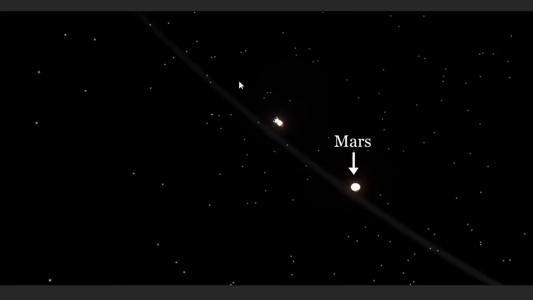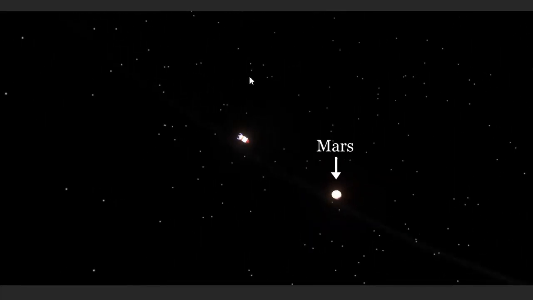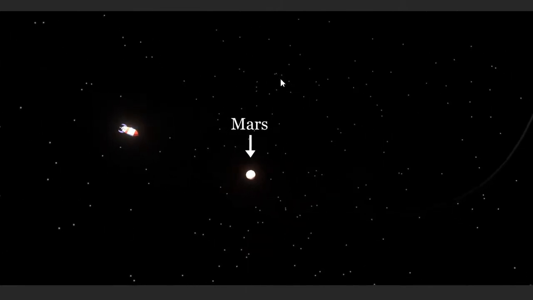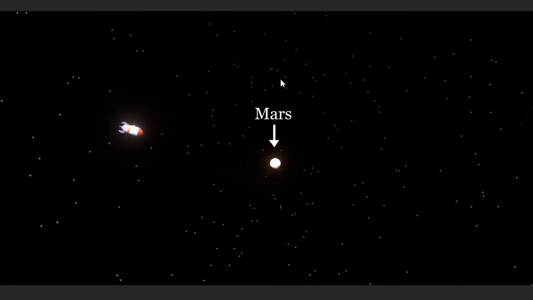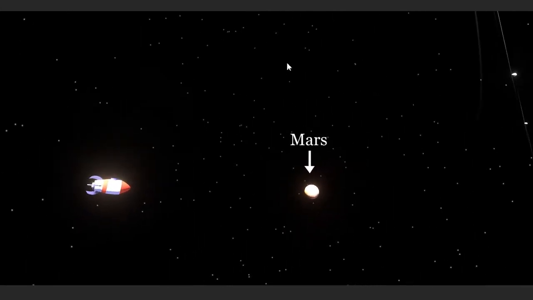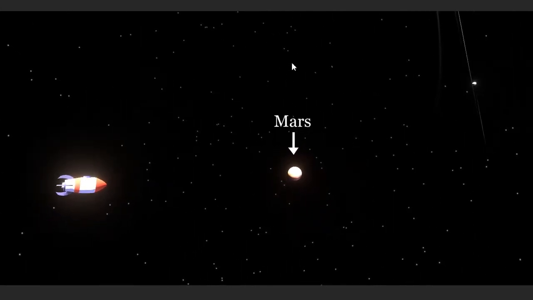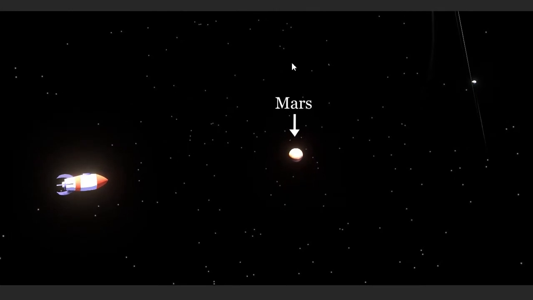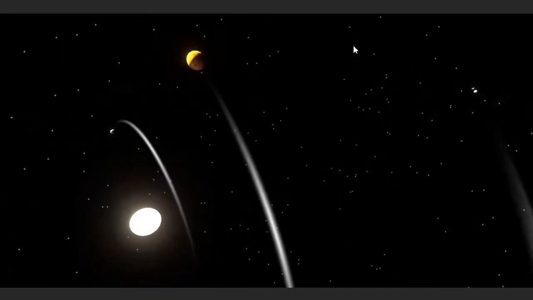However, there is one more thing to consider: the timing. In order to complete a transfer orbit, the desired planet must meet the rocket when it reaches its aphelion. This only happens once every 26 months, which is an incredibly long time to wait in real time.